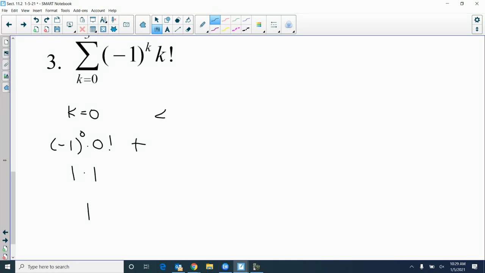So K equals 1. Then I get negative 1 to the first power times 1 factorial. Well, 1 factorial is also going to be 1. So what do I get? I get plus negative 1. All right, go ahead and plug in 2, plug in 3, see what you get.